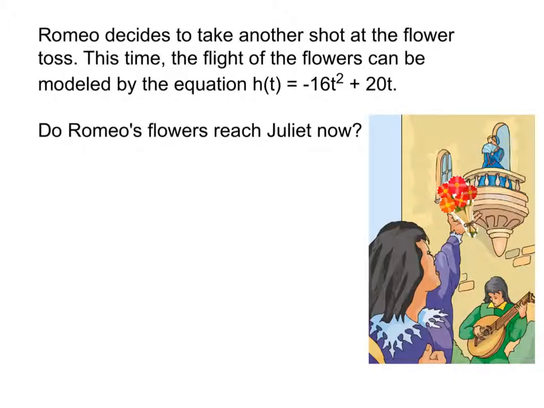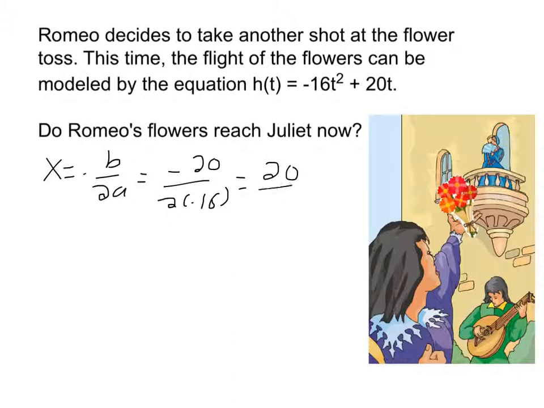So when I go to plug in to my formula x equals negative b over 2a, I have negative 20 over 2 times negative 16, which is 20 over 32. And once again, I would probably want to use a decimal approximation here. In this case, that's 0.625 seconds. So this time, I'm not going to reach the peak of the flight until 0.625 seconds.